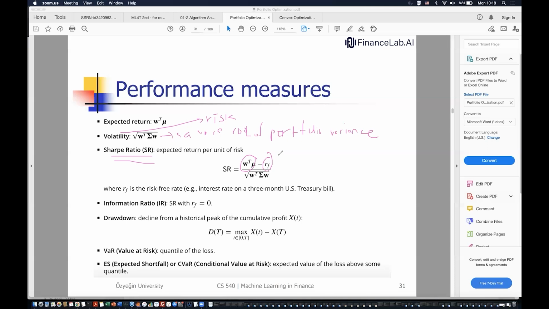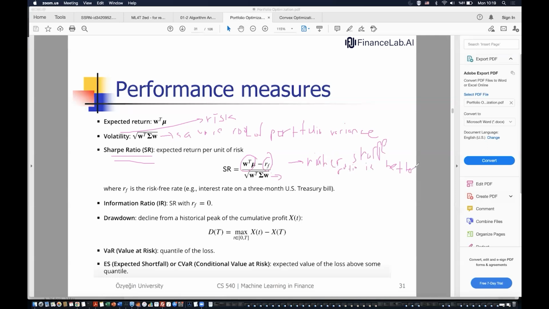Again, in the numerator, we have the return minus the risk-free rate. And in the denominator, we have the volatility. This is not variance because variance is a quadratic term, whereas return is a linear term. By taking the square root of this variance, we are making them in the same dimension. And it's the expected return per unit of risk. So if we get a higher return per unit of risk, then this is something we want to get. So a higher Sharpe ratio is better.